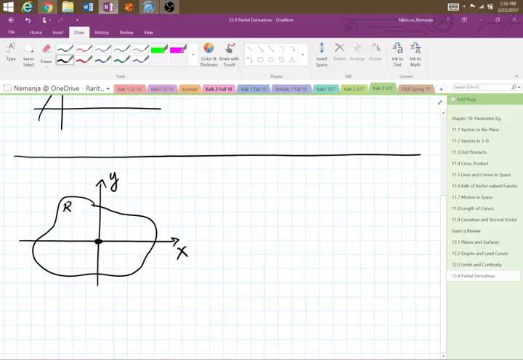Yes? There's one for x and one for y? Yes. And then there will be one for z, and then later on we'll have mixed partial derivatives. We'll do that all tonight.